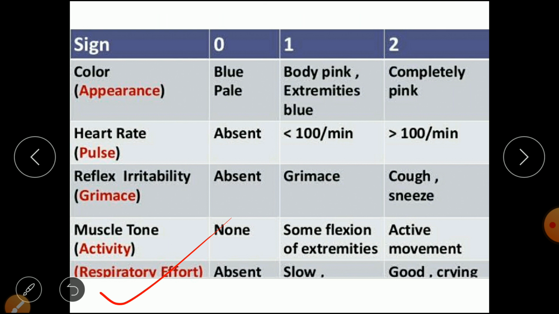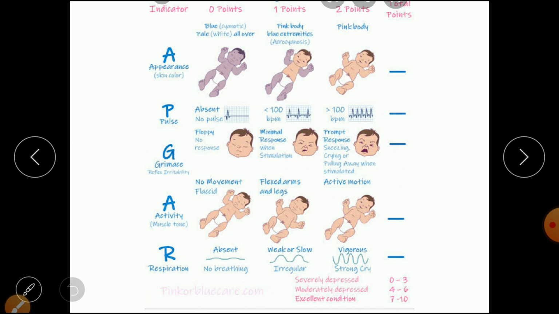The fifth sign is respiratory rate, or we can say respiratory effort. If there is no breathing present in the baby, 0 score. 1 means slow breathing, and 2 means good breathing and crying also, so 2 points are given. See in the diagram, 0 points for no breathing, that means absent. Weak, slow or irregular breathing, 1 point. And if there is vigorous and strong crying in the baby, you have to give 2 points.